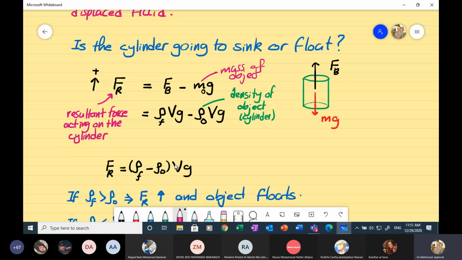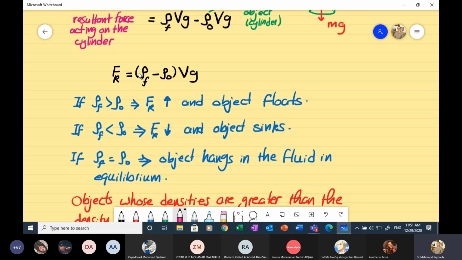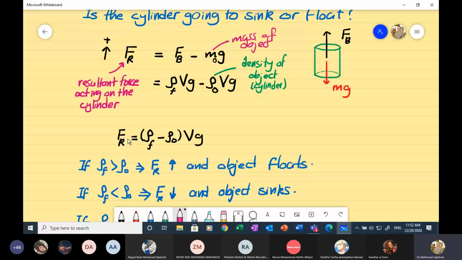Now, as you can see, V times g is a common factor, and the resultant force that acts on the object is rho fluid minus rho object, multiplied by Vg. Tell me, when is the resultant force upwards? What conditions must be satisfied? Since I have taken upwards as positive, Fr must be positive. What is the condition that must be satisfied for this to be positive? Rho fluid must be greater than rho object. So if the density of the fluid is greater than the density of the object, does the object float or sink? It floats.